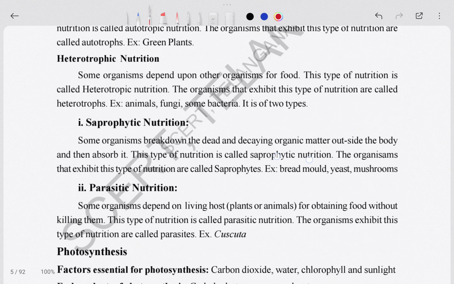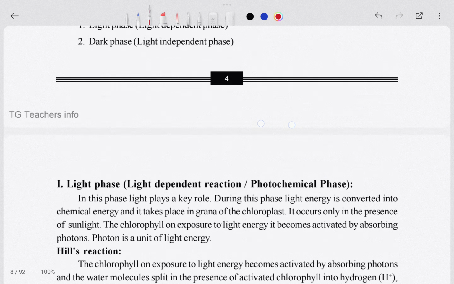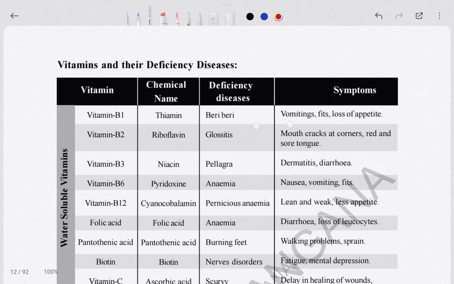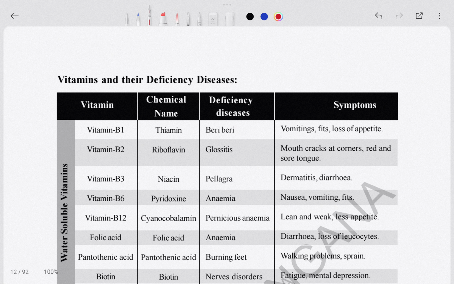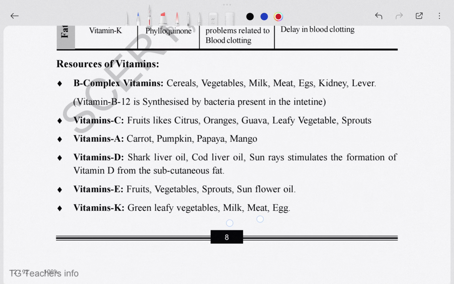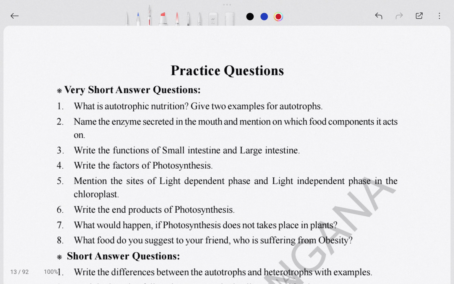So actually these are the notes given here, and we are going to see this. It is also given in your textbook, like vitamins and minerals, and here it is given like sources of vitamins. You can remember this one because this is important for you. So this list is given. Okay, so let's see the practice questions given here.